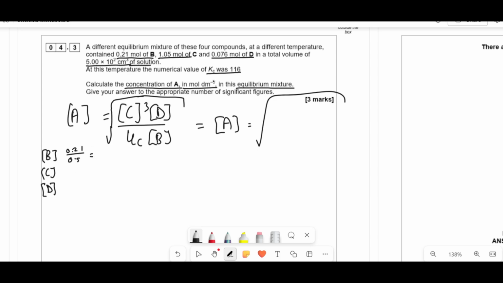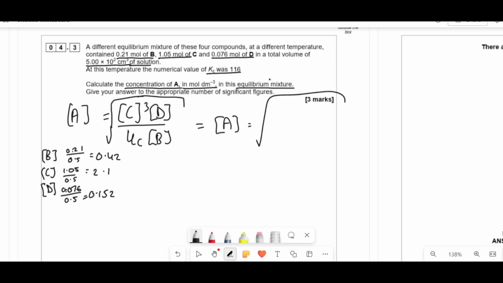And then this one's going to be 1.05 over 0.5, and then 0.076 over 0.5. If we do that, we end up getting for each of these 0.42, and for the 1.05, we're going to get 2.1. And then for the other one, it's going to be 0.076 over 0.5, which gives you 0.152.